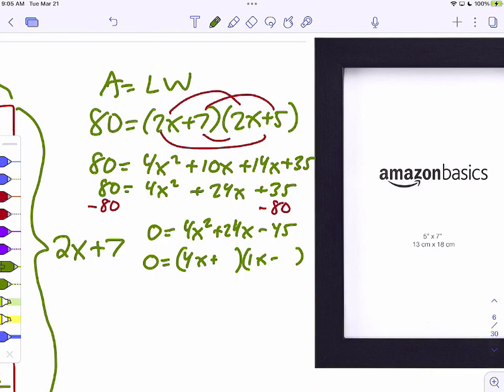Is it 1 and 45? No. 1 and 15. I must be missing the right one. 15 and 1. 15 and 3, I mean. That'd be 12. That's not right. Let's go back to 2x and 2x. Okay, let's go back to 3 and 15. One of them has to be negative. I'm missing the right one.